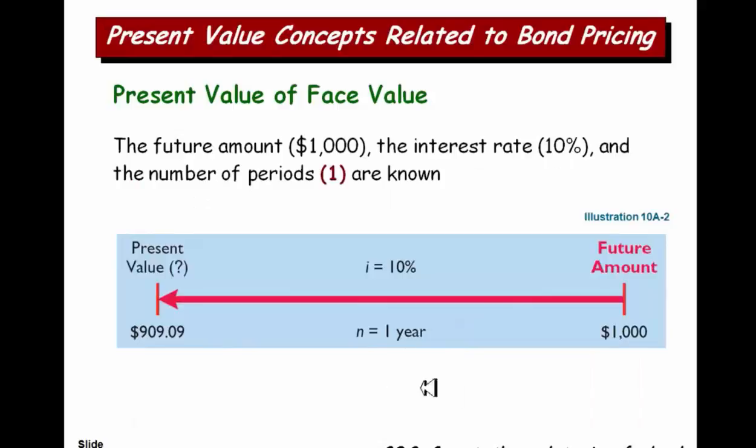This is what that looks like graphically. This is what we invest today, 909.09. One year from now at 10% interest, we're going to receive a $1,000 payment. So the present value of that $1,000 is 909.09. Now what if we're not going to receive that $1,000 for 2 years? Well, that means what we invest today is going to be less, because it's got a longer period of time to earn interest.